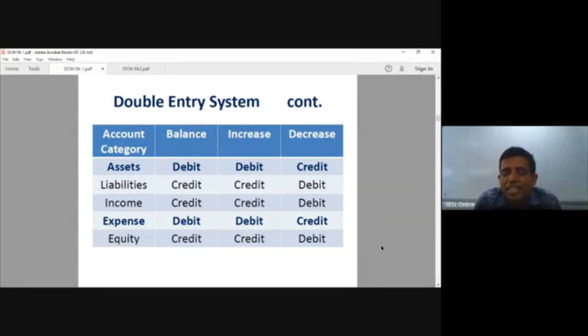Then when a customer makes a deposit, that liability is getting increased, right? When liabilities are getting increased, it should have a credit entry according to Luca Pacioli's double entry system. That's why we debit the teller cash. That's why we credit the customer accounts.